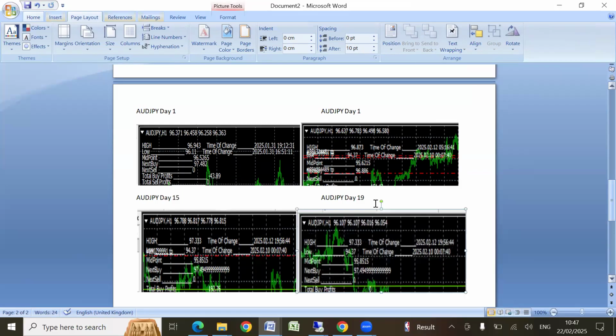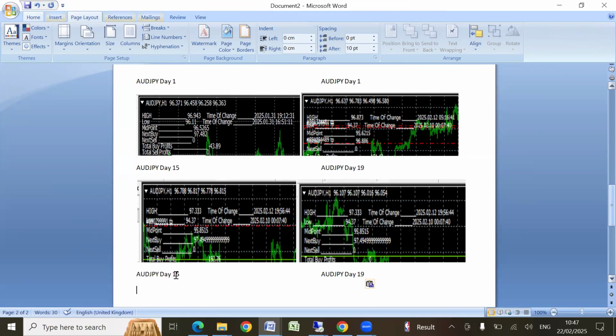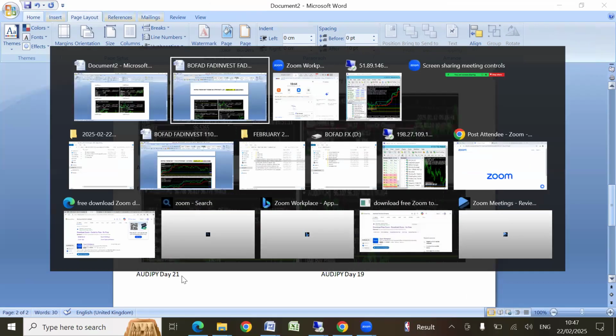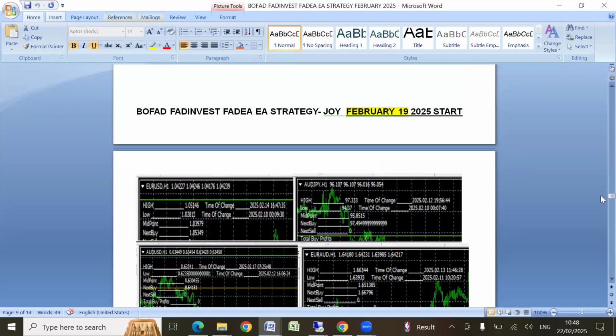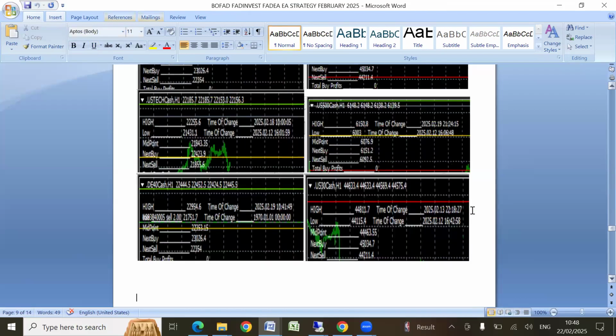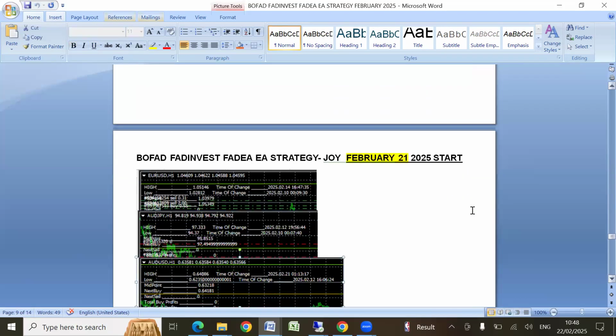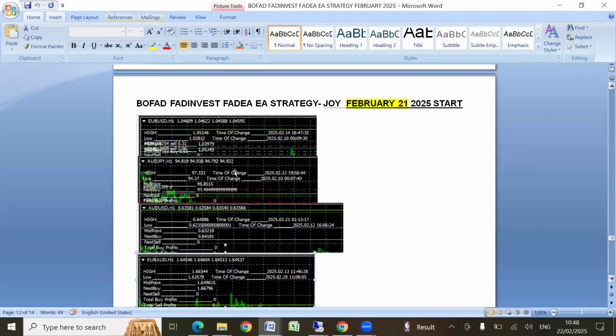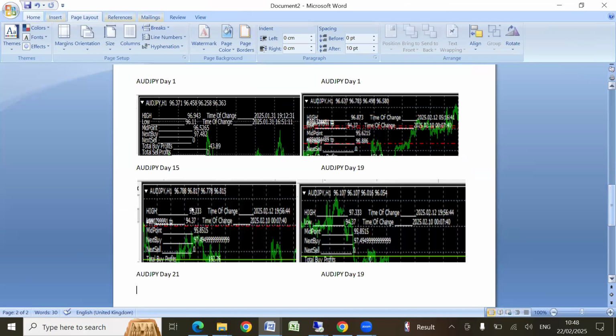And then finally, we have AUDJPY on day 21. Okay, so we have AUDJPY on day 21. So let's look at AUDJPY on day 21. Yeah, I've not amended this, so this is AUDJPY on day 21. And so, good.